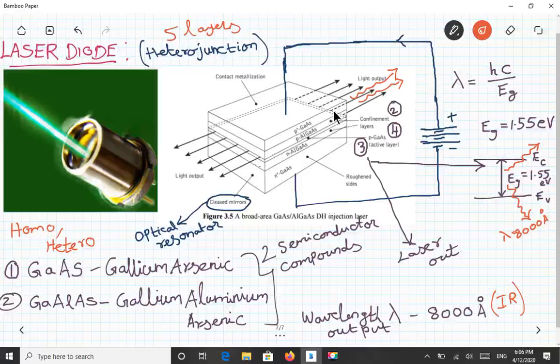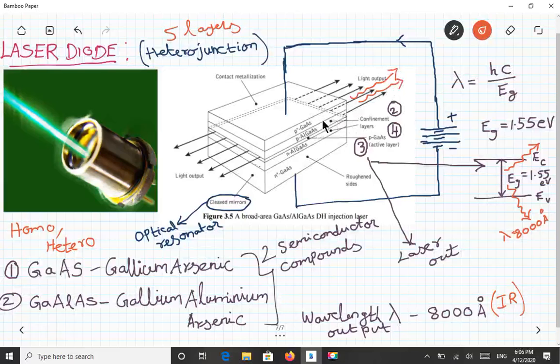So only one side it will be out. Here it has been shown as two side output, but normally one side will be partially reflecting, where the light will come out. I think the diagram has been pictured incorrectly. So one side is a partially reflecting surface where the light will come out. This laser will give IR laser as output.